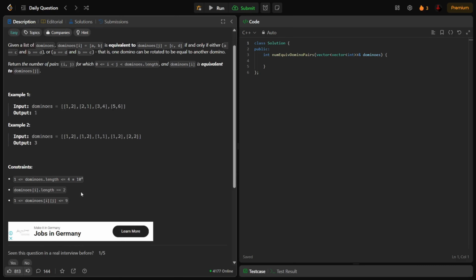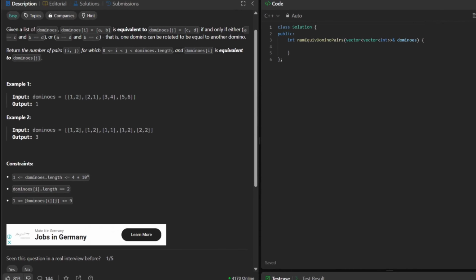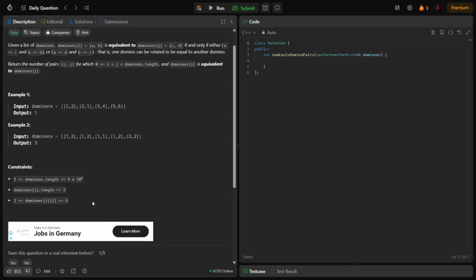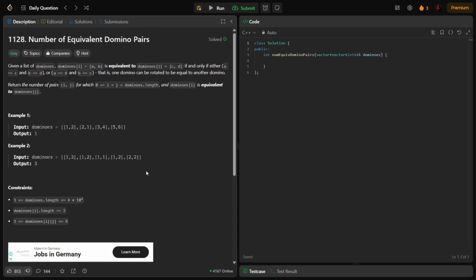So the idea here is, if you see the constraints, domino's length is 4 times 10 power 4, each domino's length is 2, and the values of domino i and j will be between 1 and 9, both inclusive. So what we'll do is take a 2D vector of size 10 cross 10, and we will store these two values, one as the ith index and the other as the jth index, and we'll store the frequency.